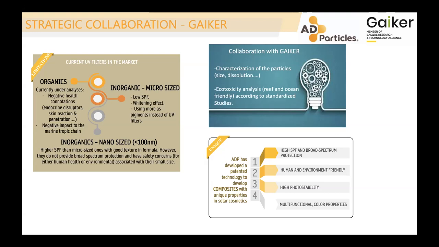But at this point, I would like to emphasize that the particle size is very important when we are speaking about mineral UV filters, because in the market we can find inorganic nanosize mineral UV filters, which means smaller than 100 nanometers. They provide high SPF and good cosmeticity, but they are not able to provide a total broad spectrum. Additionally, there are some concerns about the potential problems or issues for health and the environment. On the other hand, we can find in the market inorganic UV filters with microsize. They provide low SPF and a whitening effect on the skin, and normally they are used more as pigment instead of UV filters.